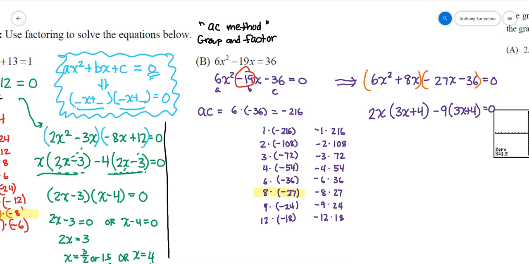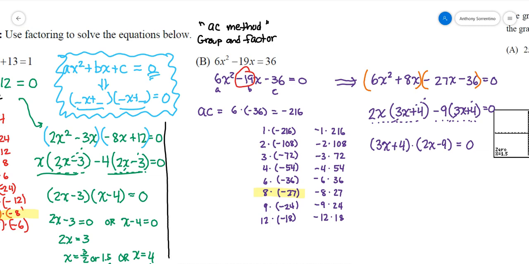And again, this is all set equal to 0. Since I now have these two groups, both of which have a multiplication of 3x plus 4 in there, I can factor out that 3x plus 4, which leaves me with 2x minus 9. Recognize that there's still multiplication going on here. So the equation I have, which was 6x squared minus 19x minus 36 is equal to 0, can now be written as 3x plus 4 times 2x minus 9 equal to 0. So I've now been able to rewrite that as a product.